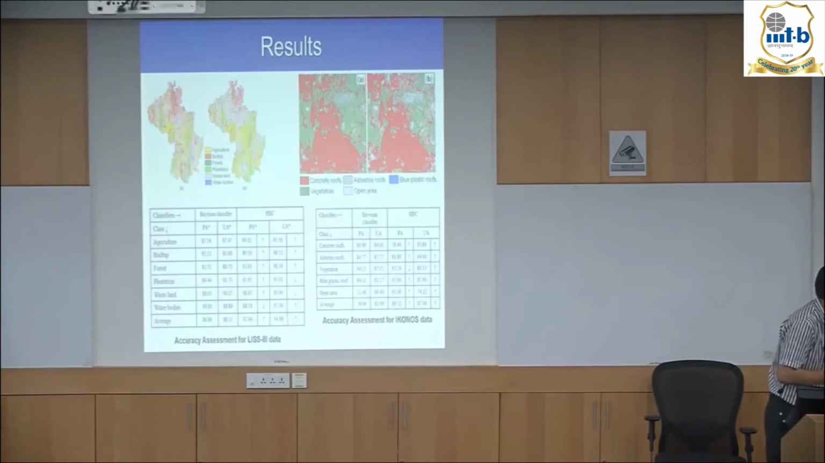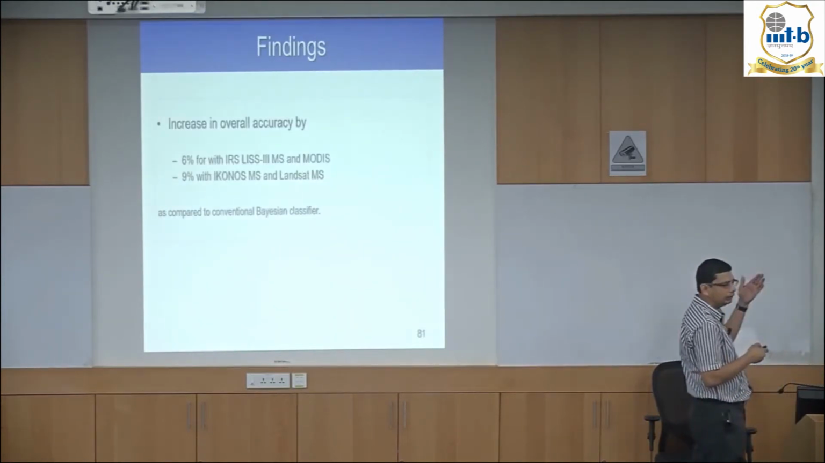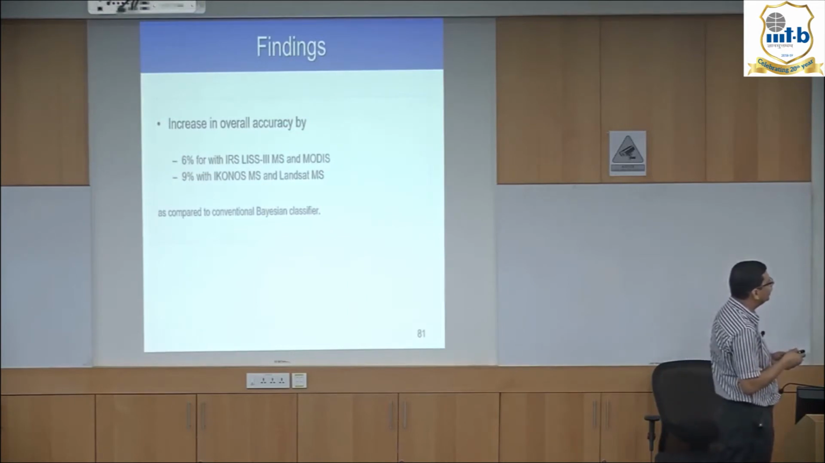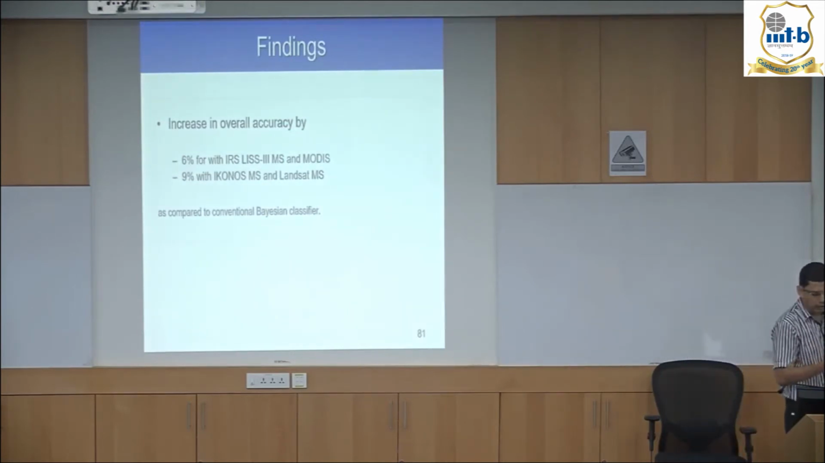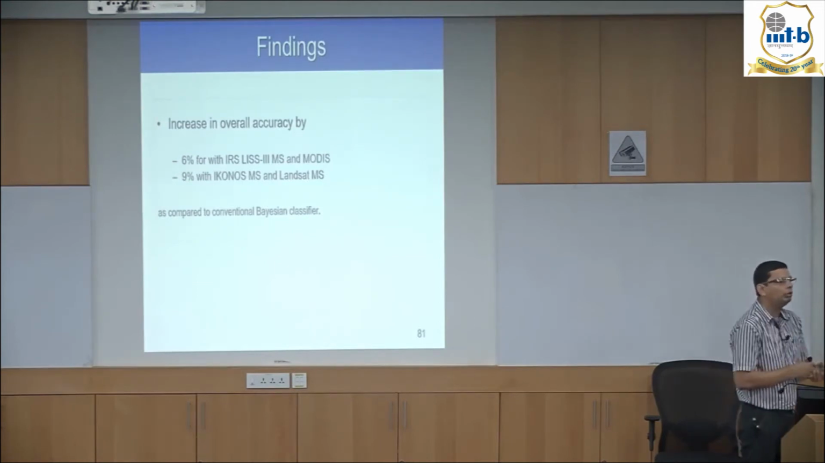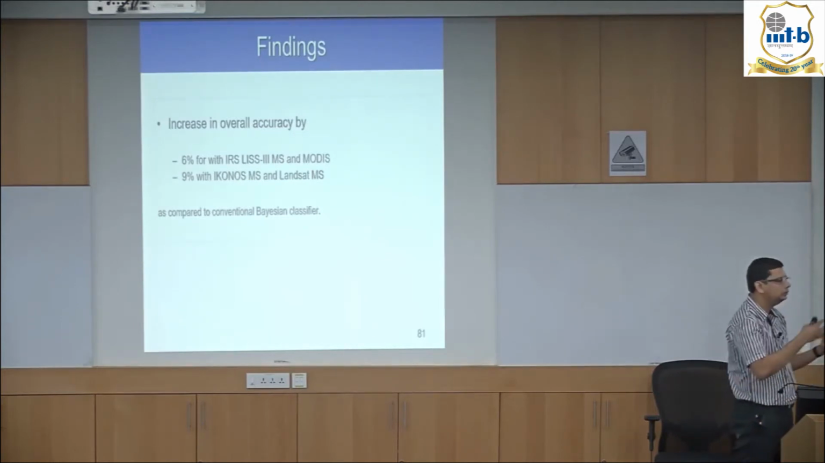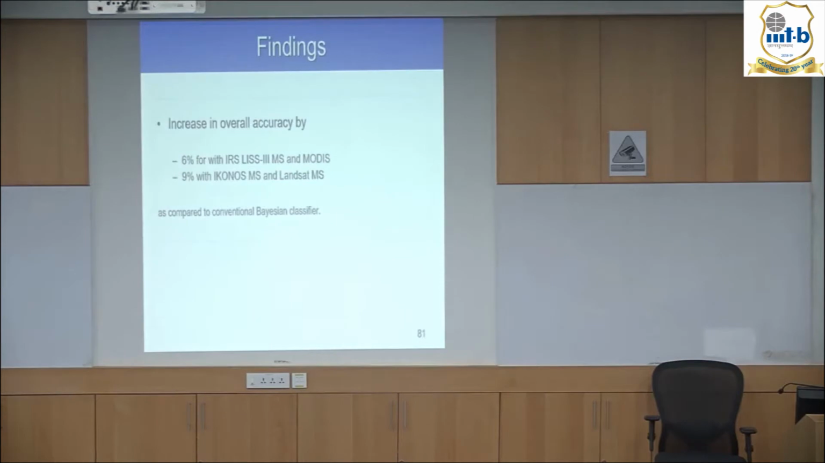So what we found is that the hybrid Bayesian classifier actually performs 6% better for LISS and MODIS data and 9% better for IKONOS and Landsat data compared to a normal Bayesian classifier. Yeah, 6% improvement is a huge improvement in case of a land use map or land use analysis.